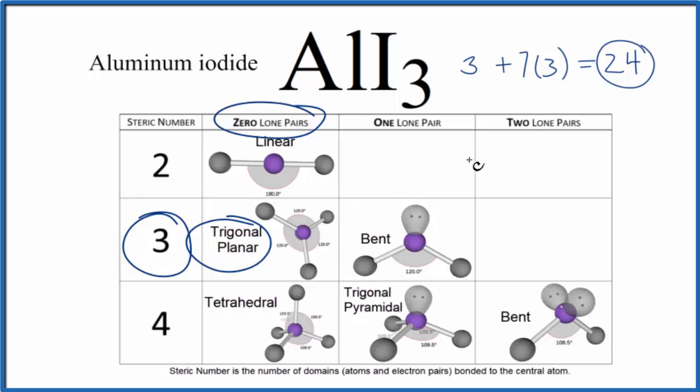If you use the AXE notation, you'd have A, that's the aluminum, the central atom. The iodine, that's the X, 3 iodines. And then the E, the lone pairs, there aren't any. So you really just have AX3. If you look that up, you'll see that that's trigonal planar.